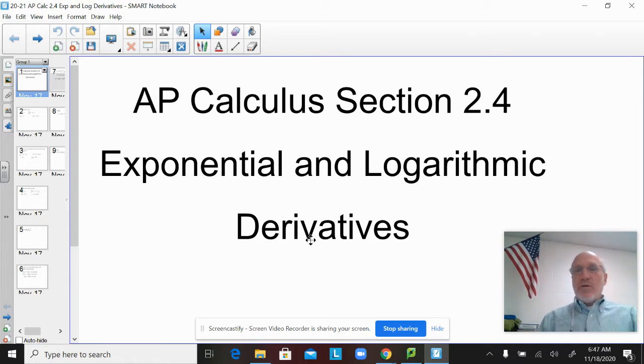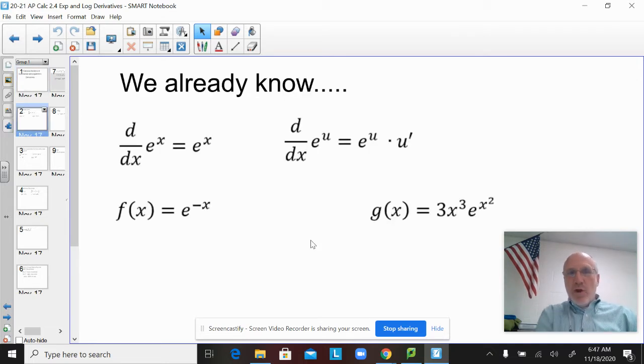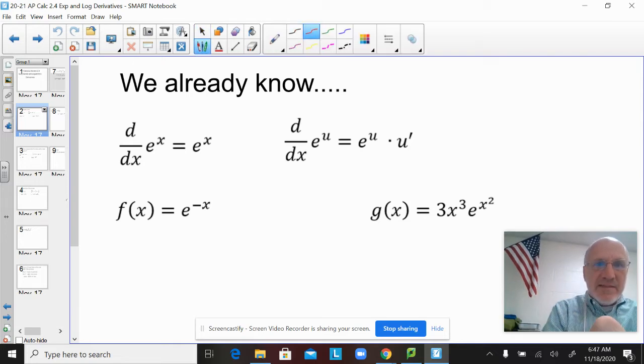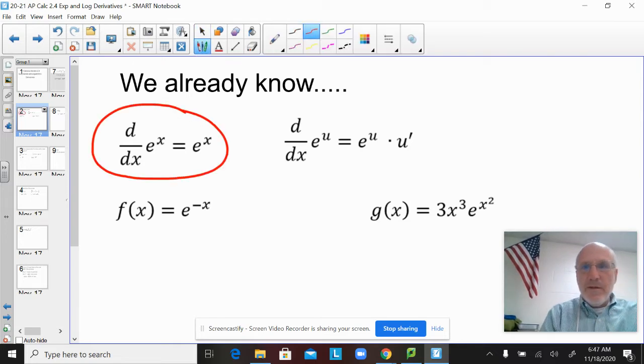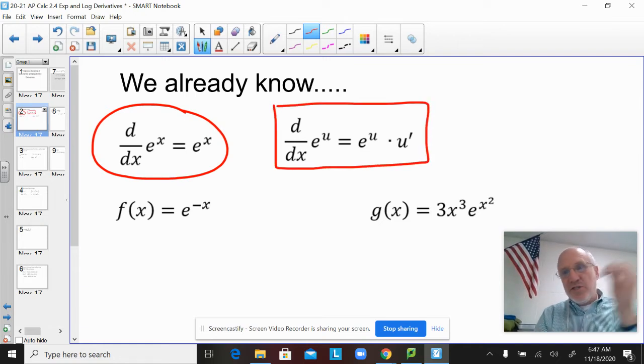So here we go. We know this derivative already: the derivative of e to the x is itself. Again, we have to be on the lookout for easy derivatives, and that's as easy as they get. And then this one over here, that's just the chain rule. The derivative of e to the anything, e to the u, where u is some function of x. The derivative of e to the u is e to the u, so it still starts with itself. But then the chain rule says times the derivative of the inside.